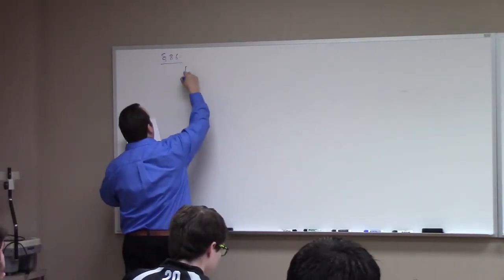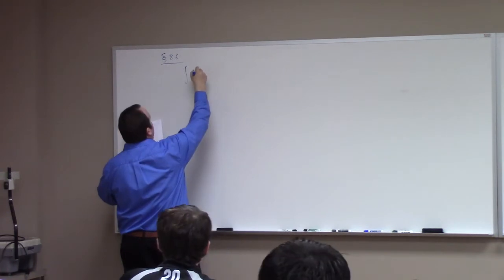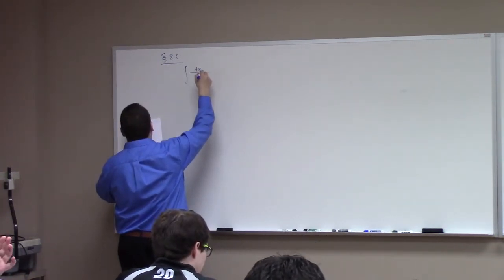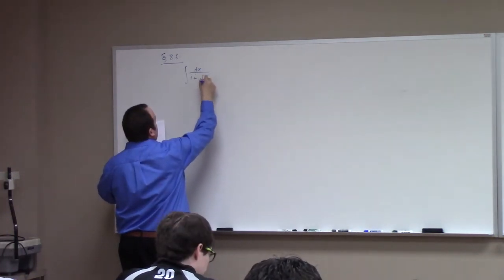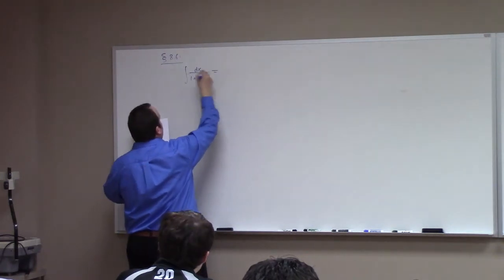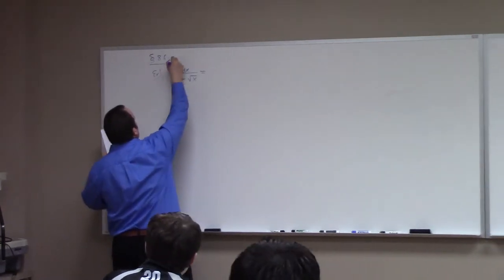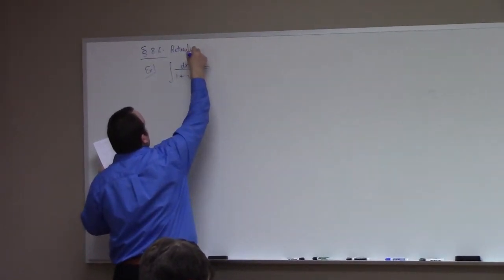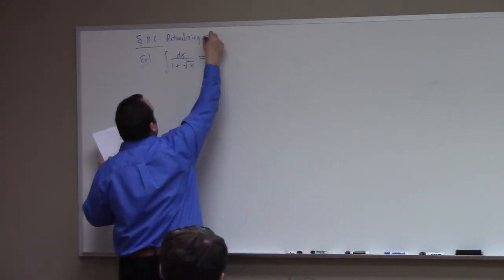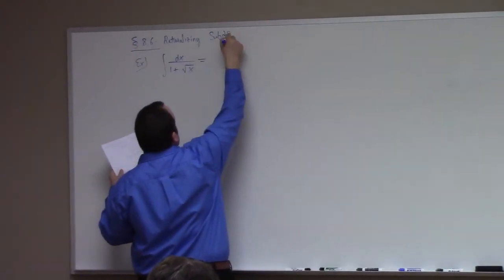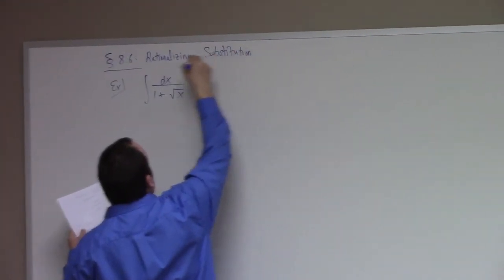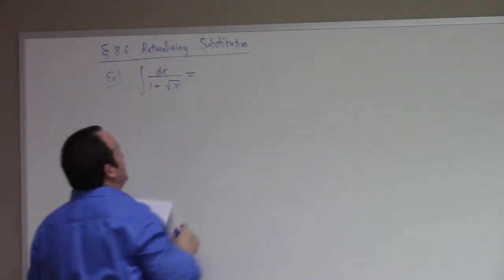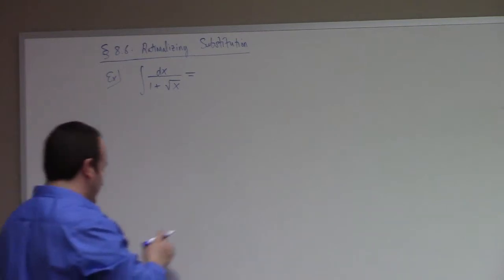Start with a relatively benign example. How would you integrate something like dx over 1 plus root x? So I would say, generally speaking, these are rationalizing substitutions. Rationalizing substitutions. That's the theme for this section. It's a substitution we can make which changes the given function into a rational function in a new variable. All right, so I'll get us started.